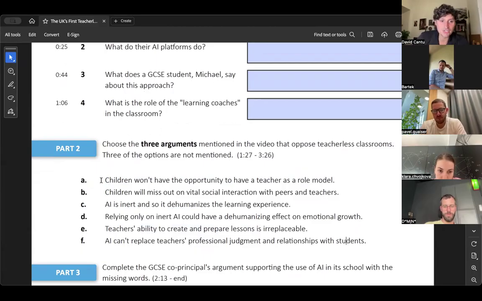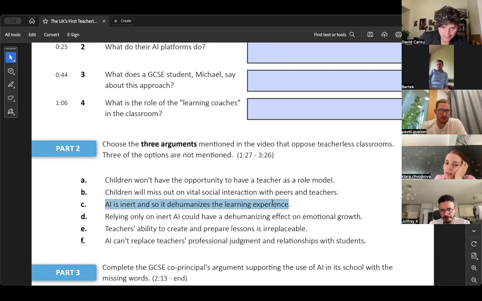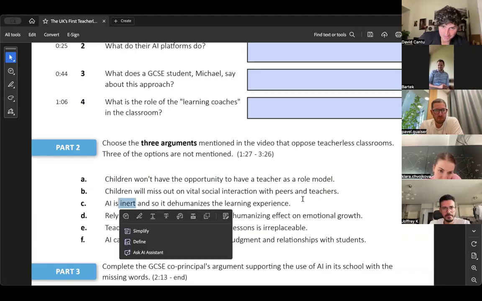So maybe, Joffrey, you can start this one. Children won't have the opportunity to have a teacher as a role model. Right, role model, someone to follow, someone to imitate. They won't have that. Okay, and Bartosz, B? Children will miss out on vital social interaction with peers and teachers. Okay, so that's it, social interaction. And Clara? AI is inert, and so it dehumanizes the learning experience. Right. Dehumanizes, right? It's inert, it's dead, it doesn't move.